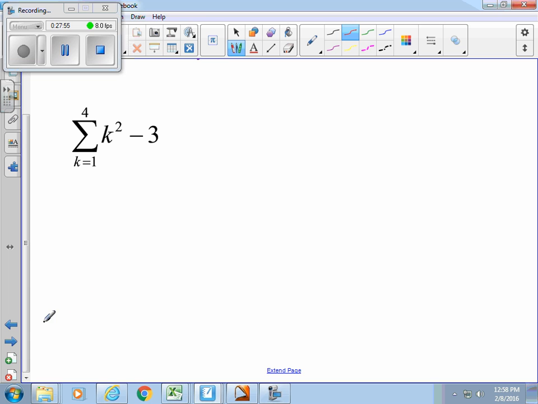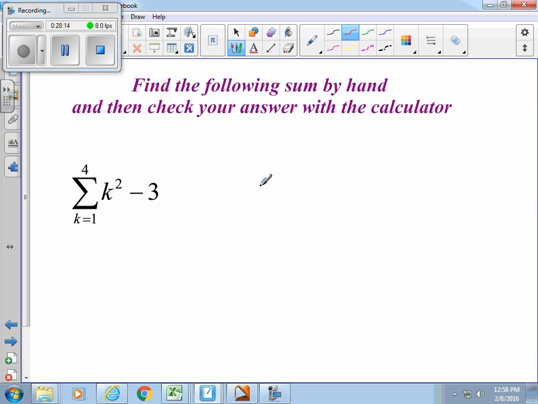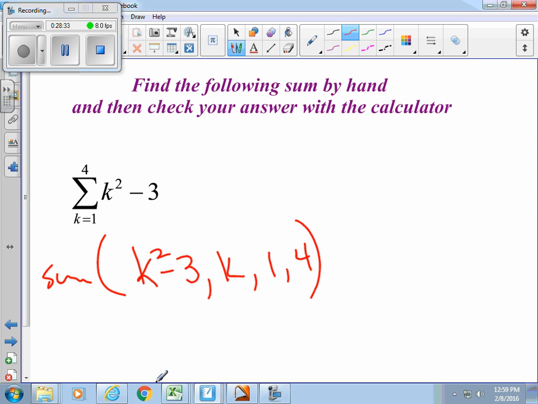So they both do summations. F3, number 4 in the TI-89 is the summation. You type in the 89 k squared minus 3, comma k, comma 1, comma 4, if I remember correctly. Check it. See if it works.